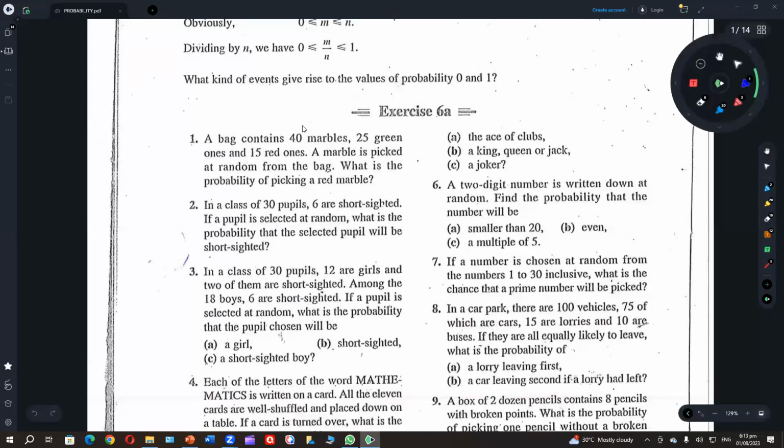If possible, you can work on the file if you have the possibility. Otherwise, you can work in a copy, but do not use the notes copy. Use a separate register. And we read this question. Just refer to exercise 6A.